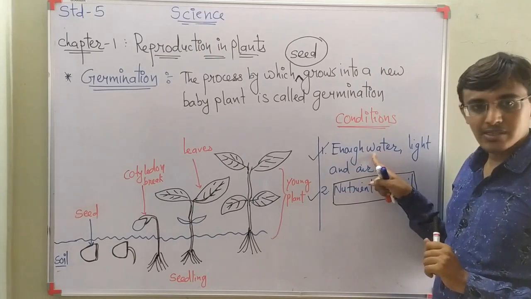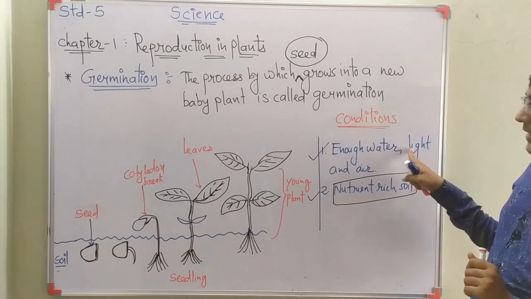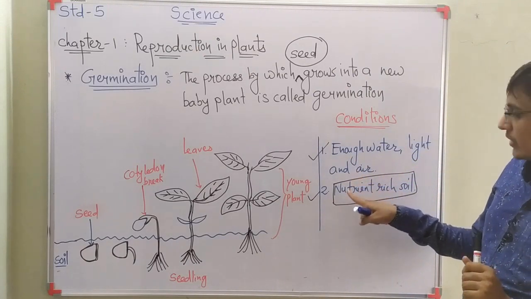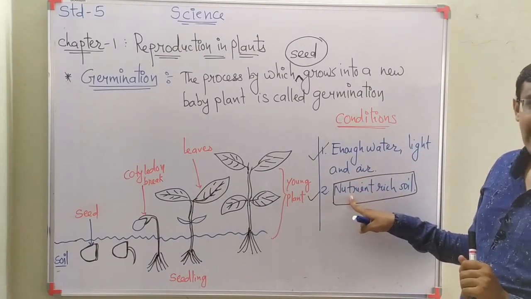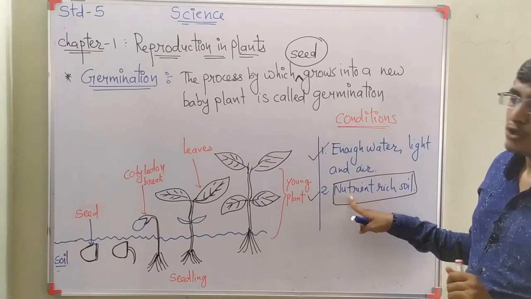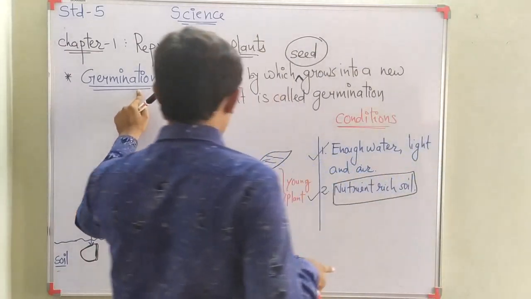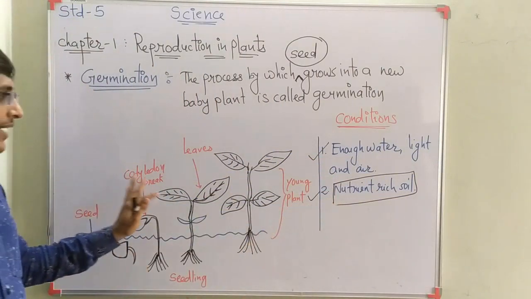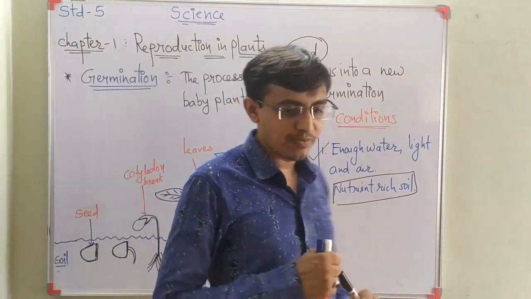Without water, a seed will not grow; without light, a seed will not grow; without air, a seed will not be able to grow; and without nutrients in the soil, a seed will not grow. So for the process of germination, these conditions are required. Okay, now let's start with how germination takes place.